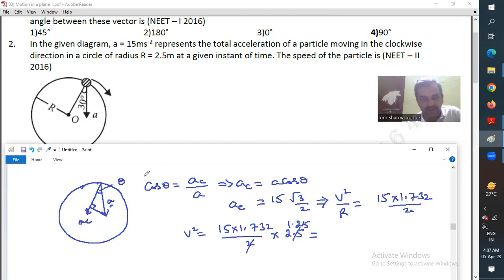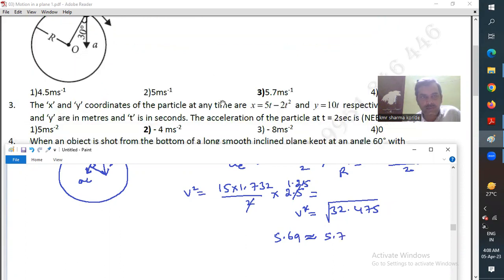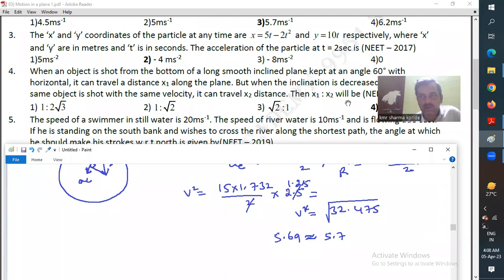If you simplify this, you'll finally get v square as 32.475. If you want v, you take the square root. Roughly this is going to be 5.69, otherwise it's close to 5.7. So the third option is correct. Moving to another question.